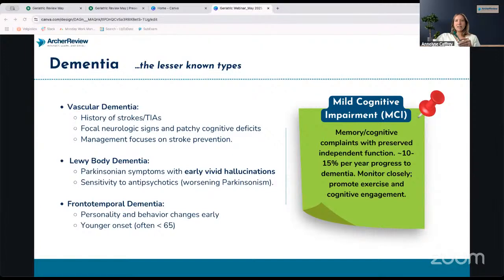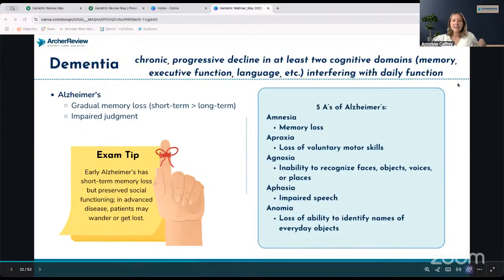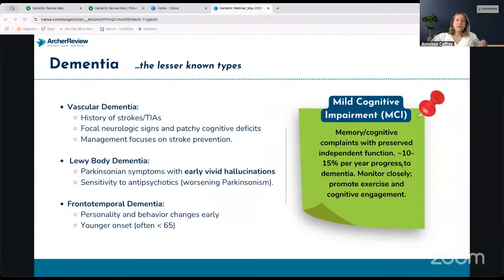Once again, just as a quick little side note, mild cognitive impairment is when you still have that preserved function. You know how I was saying over here that dementia interferes with their daily function of life? For mild cognitive impairment, it's not interfering with their daily life, but about 10 to 15% of those cases every year do progress to dementia. So that's why even with mild cognitive impairment, we always want to monitor it. We want to be doing assessments and we want to be preventing further decline. That means promoting exercise, promoting cognitive engagement, puzzles, Sudoku, etc.